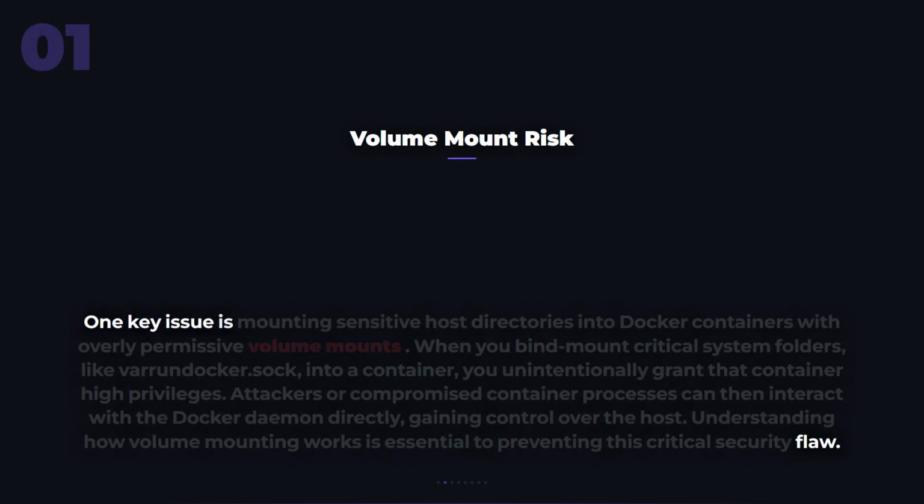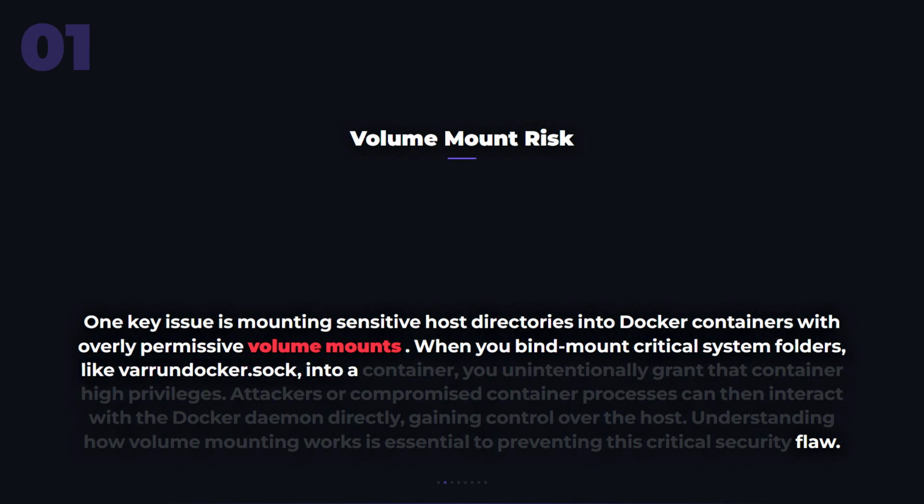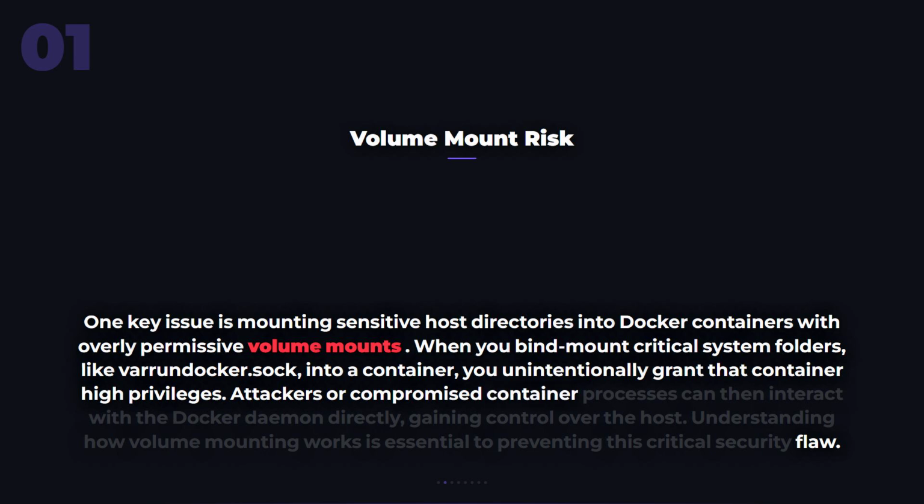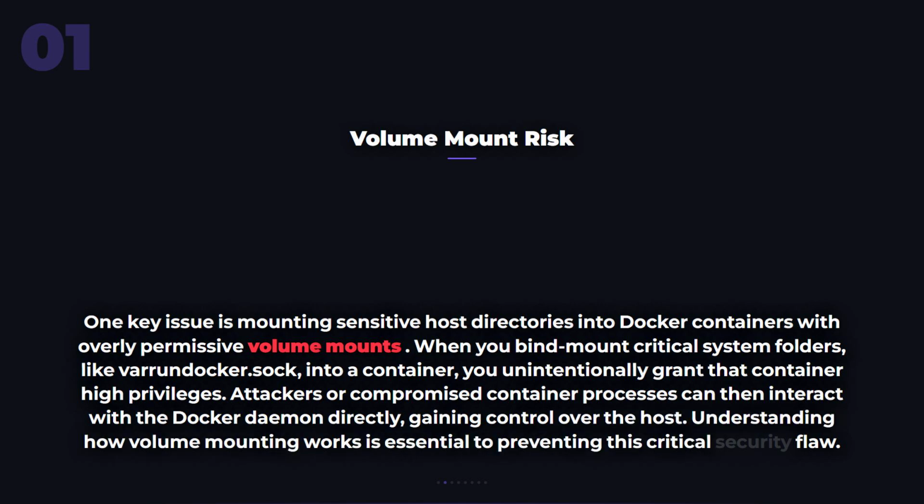One key issue is mounting sensitive host directories into Docker containers with overly permissive volume mounts. When you bind mount critical system folders like /var/run/docker.sock into a container, you unintentionally grant that container high privileges. Attackers or compromised container processes can then interact with the Docker daemon directly, gaining control over the host. Understanding how volume mounting works is essential to preventing this critical security flaw.